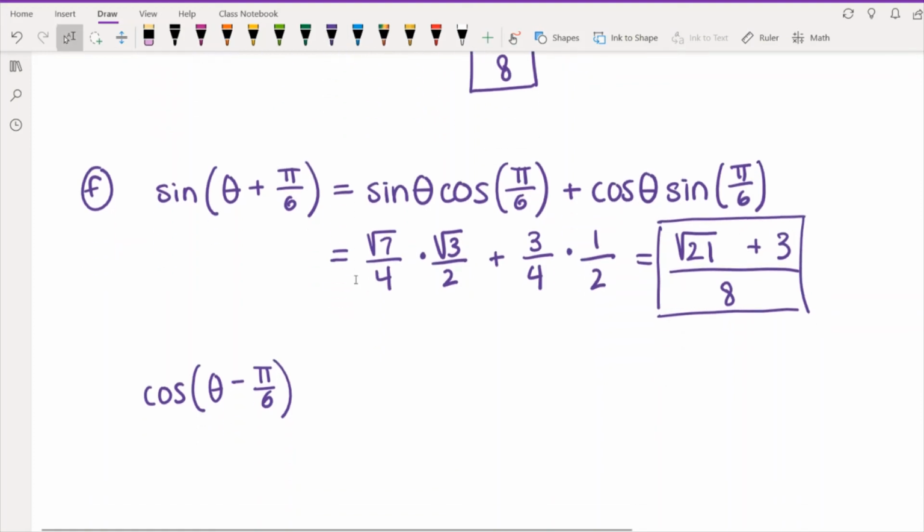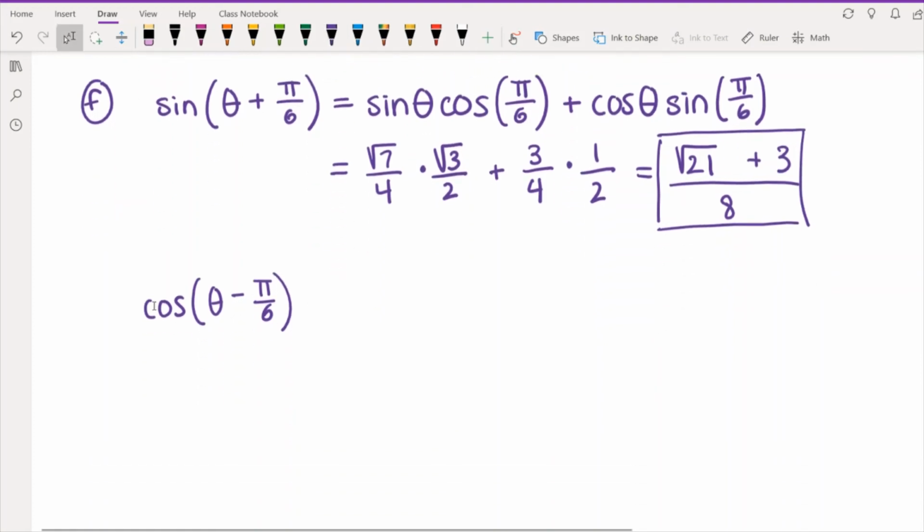Okay, so how does the formula work for cosine? Well, for cosine, you're kind of mixing and matching, right? For cosine, and I'll give you these formulas on the test again, you're doing both of them at once. So we have cosine of theta times cosine of pi over 6.